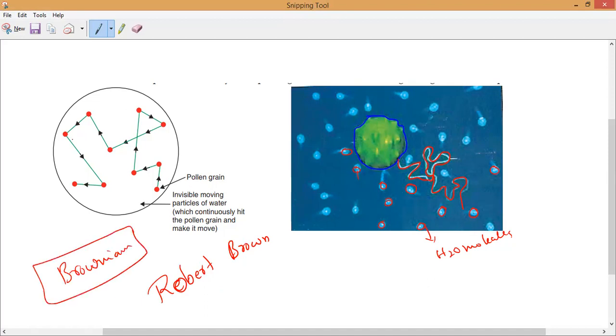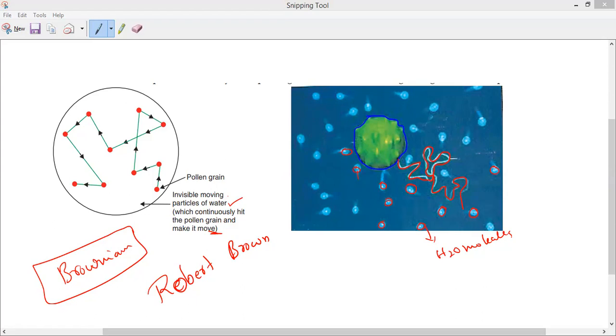What do you mean by Brownian motion? I will give the definition. This is the path you can see. This is the pollen grain, following a path like this differently, because invisible moving particles of water continuously hit these pollen grains and make them move. Are you clear, Arun Kailash? Why is it moving? Yes or no? Please respond. That is what you have to remember. The pollen grains move on the surface of water because they are continuously hit by fast moving particles of water. That causes the motion of pollen grains or talcum powder, etc.